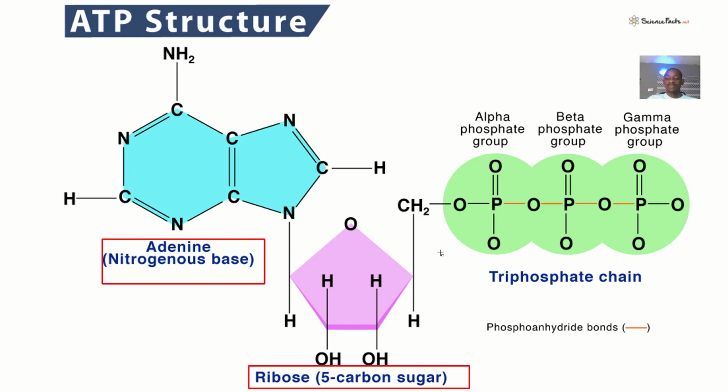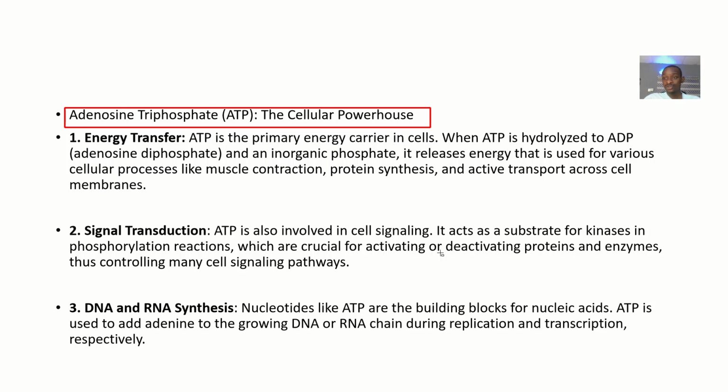Okay, then moving to the next one now, which is the functions of that named nucleotide I spoke about. So adenosine triphosphate is ATP. Everybody is conversant with ATP. ATP is the primary energy carrier in the cell. So you can say it is the energy currency of the cell. So when ATP is hydrolyzed to ADP, that's adenosine diphosphate, and an inorganic phosphate, it releases energy that is used for various cellular processes like muscle contraction, protein synthesis, and active transport across the cell membrane. Therefore, ATP is also used for energy transduction.